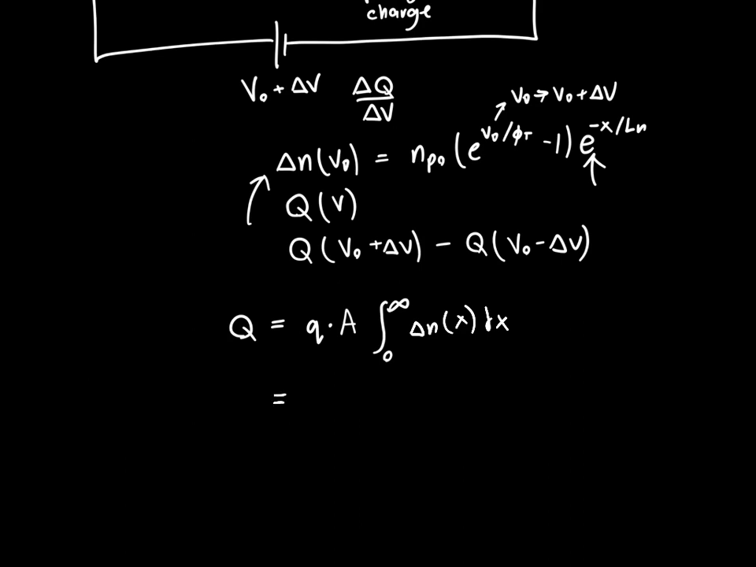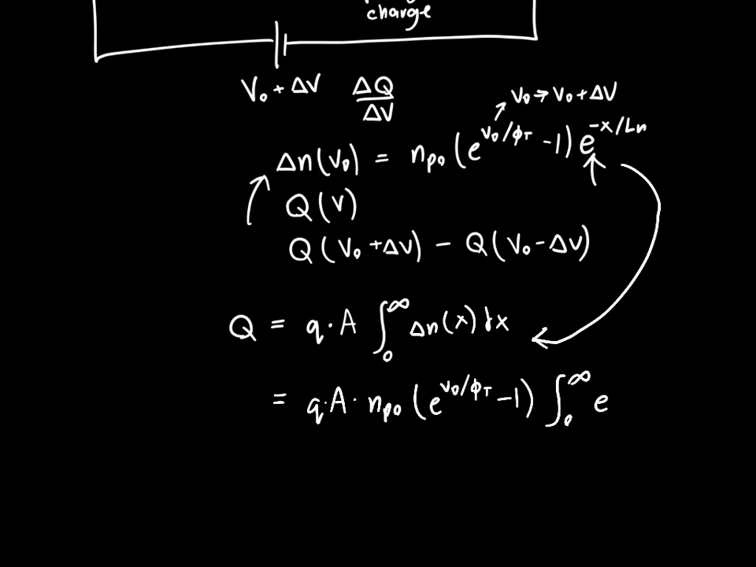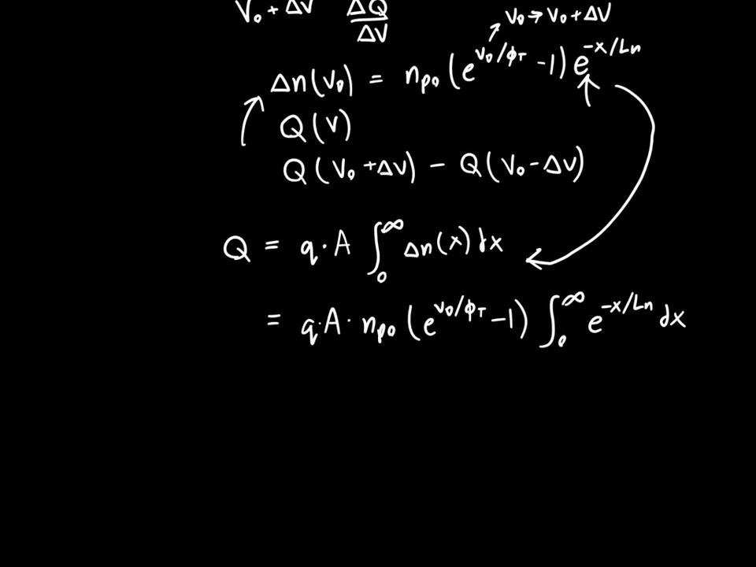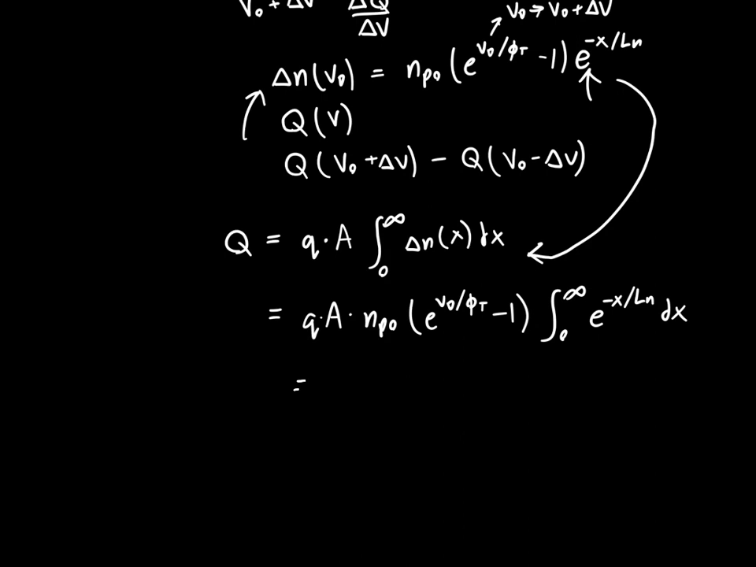Well, if we actually want to carry out the integral, then we need to say, well, let's pull out all the constants first. So q times a, and then we're bringing this expression in here. So np naught is a constant, e to the vd over phi t minus 1 is also a constant. And so the only thing we need to do is integrate from 0 to infinity e to the minus x over ln as a function of x. And if we do that, we'll just get the following expression. We'll just literally bring an ln out front. So ln qa np naught e to the vd over phi t minus 1.